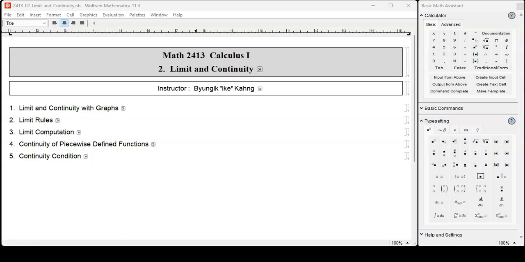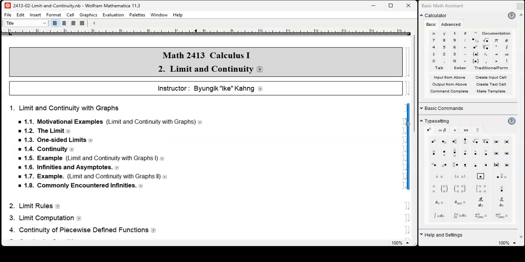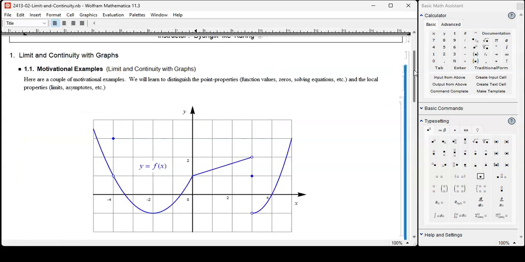Lesson 2, Limit and Continuity. All calculus begins with limit. And let's approach it in 3 different directions. First is the easiest, the graphical approach. Here are a couple of motivational examples.